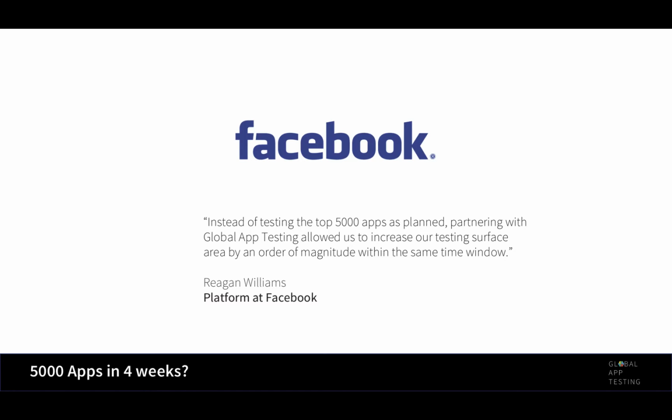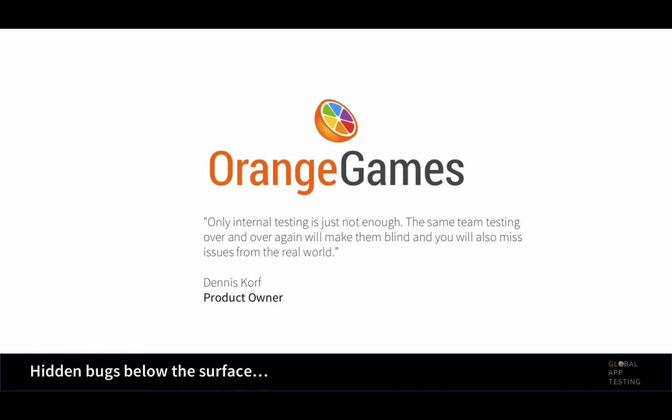But on the flip side, we work with a lot of other companies as well. Orange Games is a great example of a company that I've been talking to and working with here. They're a small games producer in the Netherlands, I think, and they make Governor of Poker, which is a fantastic poker game if you're looking for a good poker game to play on your mobile device.